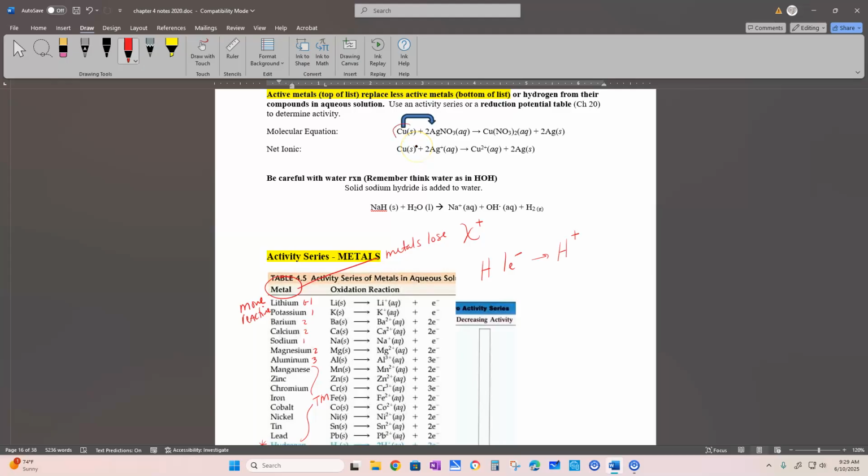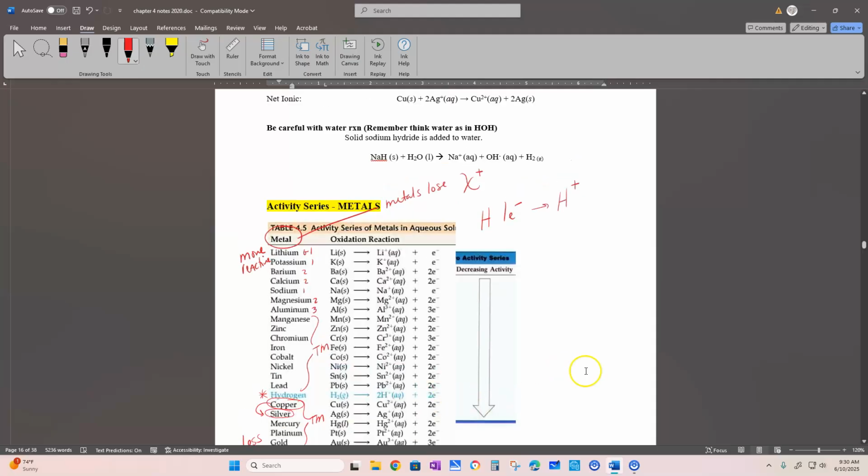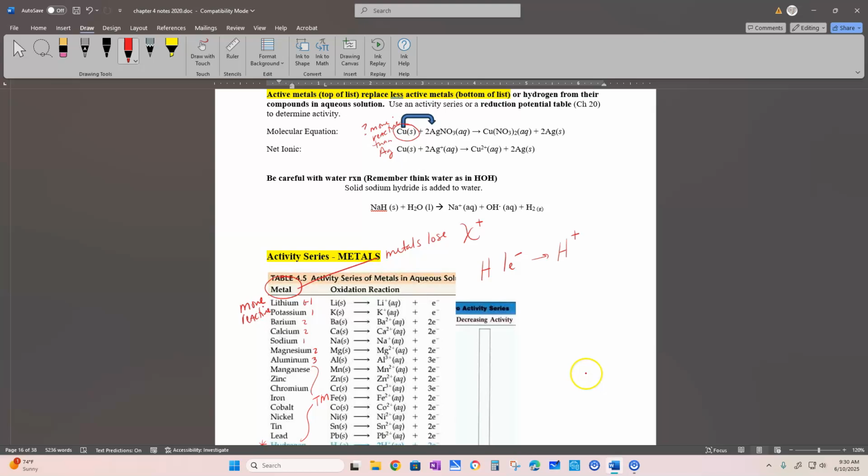So this copper, you only focus on the element. And we have to ask ourselves the question, is it more reactive than silver? The reason we're looking at silver is because silver is a metal. So remember, metals can only replace metals. Make sure you write that down. Metals replace metals. So if I look for copper, copper's down here at the bottom, and silver is sitting right below it. Well, copper, being more reactive, can replace silver because silver is below it on the activity series. So they'll basically swap places.